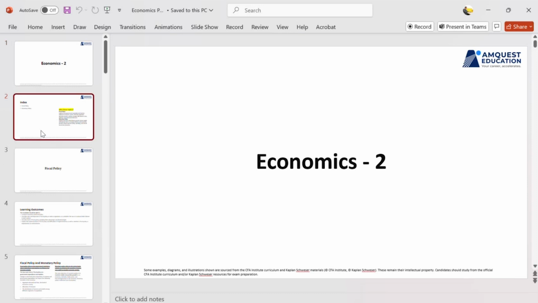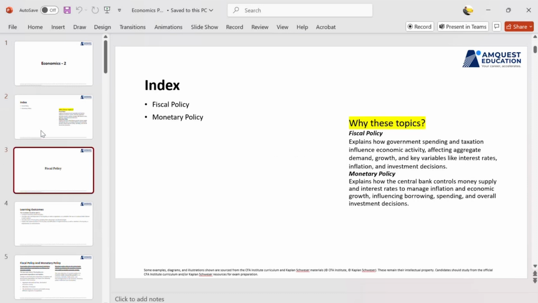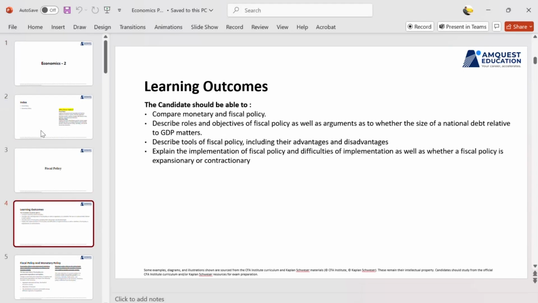Focus on economics part 2 from a study point of view. In CFA, they will be looking at certain learning outcomes. Here we learn how to compare the monetary policy and the fiscal policy. We need to understand the key difference between the two policies, what the features of the policy are, and importantly, describing the role of this policy in terms of how it impacts the economy.